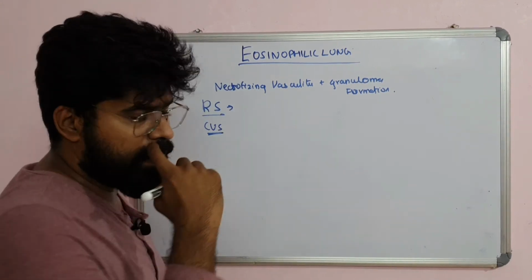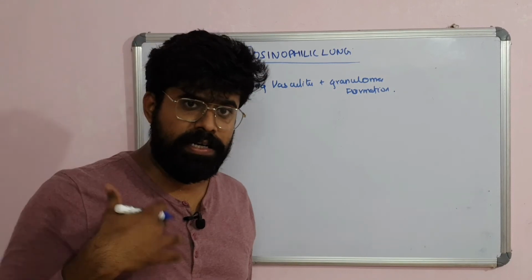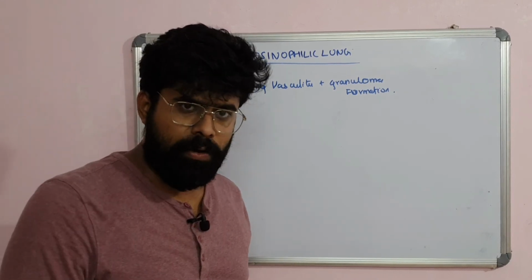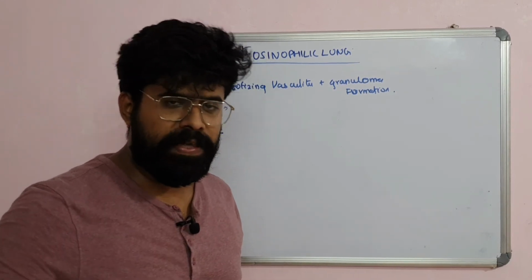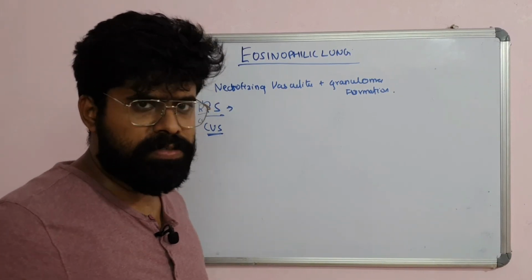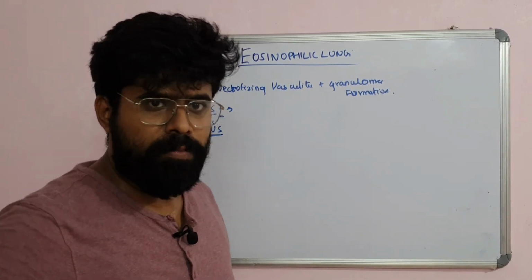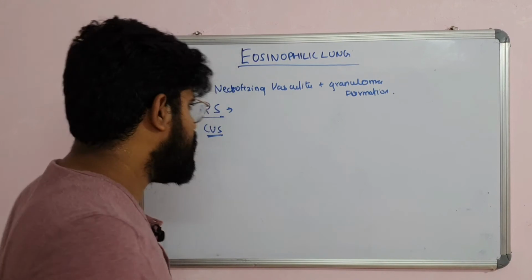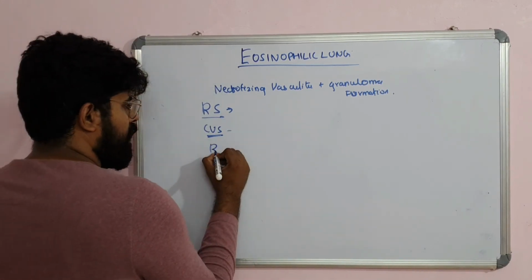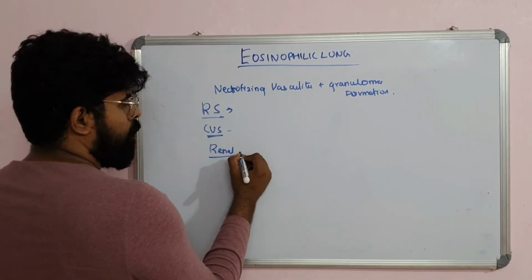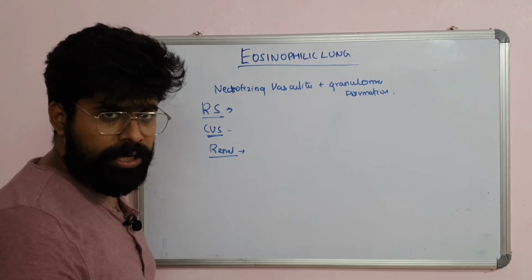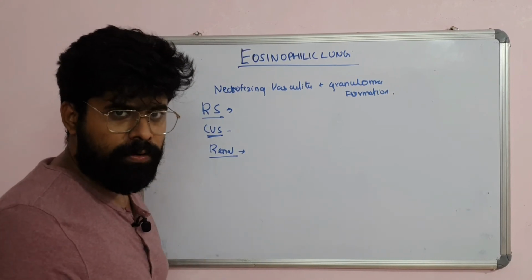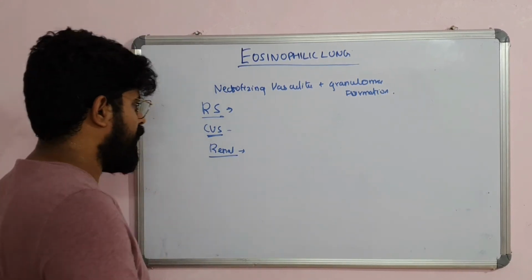In the cardiovascular system, they can cause acute pericarditis, chronic pericarditis, myocardial infarction, cardiomyopathy, and congestive cardiac failure. All these findings are present. Cardiac cause is one of the most important causes of death in EGPA patients. Then renal, they can cause glomerulonephritis, proteinuria, hematuria, acute renal infarct, and renal failure. Any finding can be present.